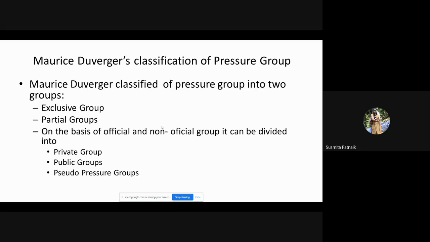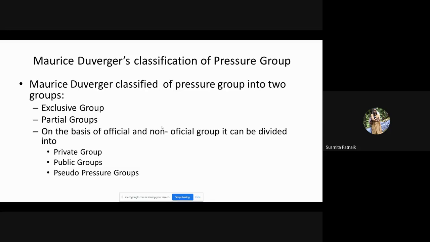The members of these groups have to put the pressure not in favor of themselves but in favor of someone else. They will work, but they will not work in favor of themselves, but in favor of some others. Any doubt, student?